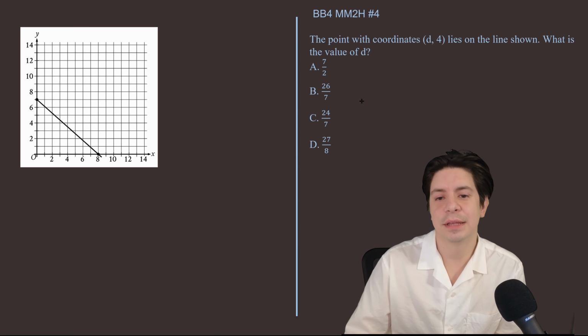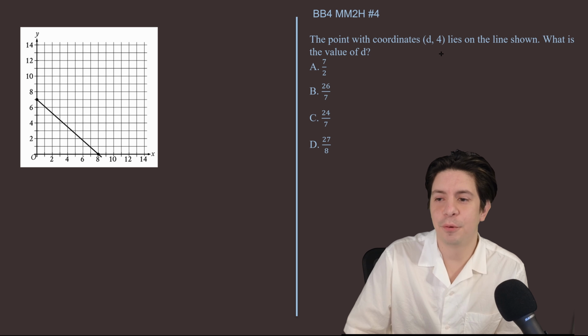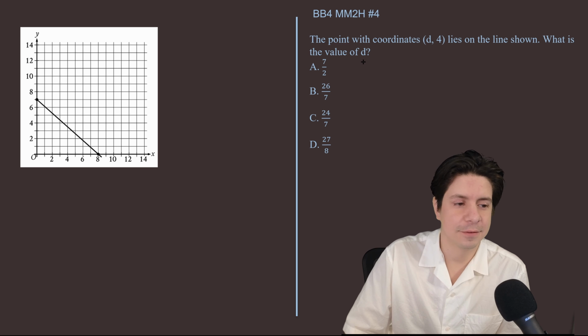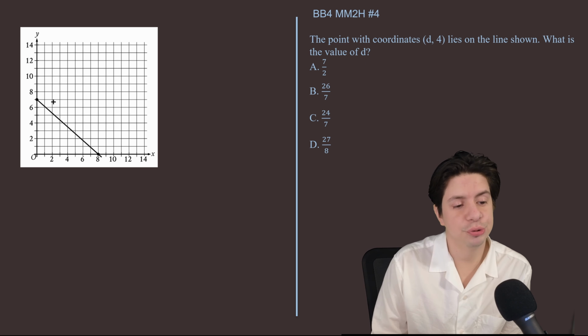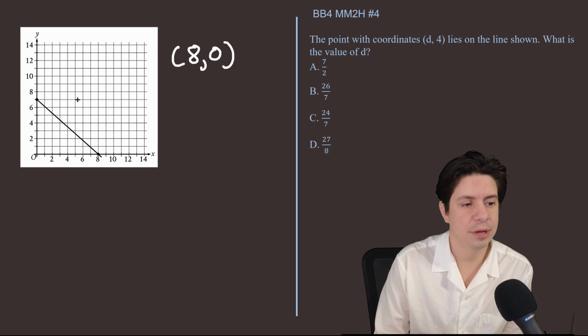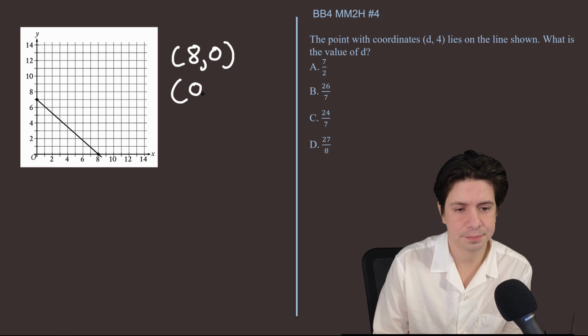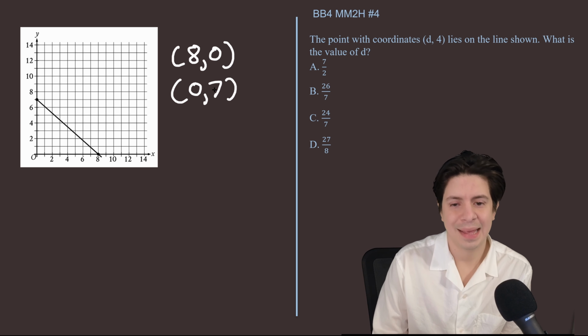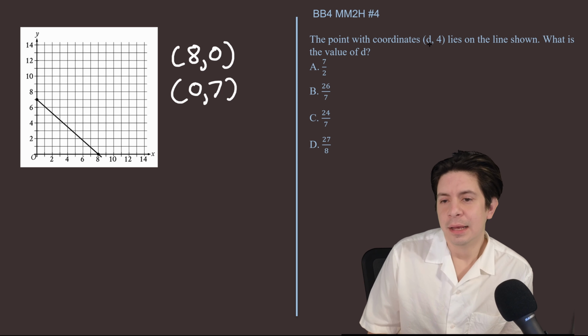Okay, now we have this one. The point with coordinates D, comma 4 lies on the line shown. What is the value of D? So what you do here is you get the 2 points they give you. You have 8, comma 0. And you have 0, comma 7. And now with that, you're going to work and find the slope and the equation. And you're going to do D.